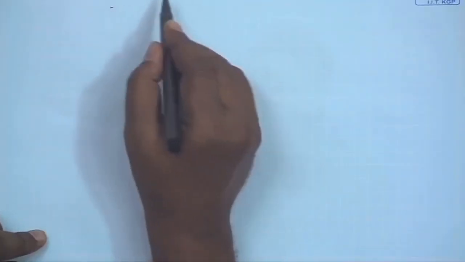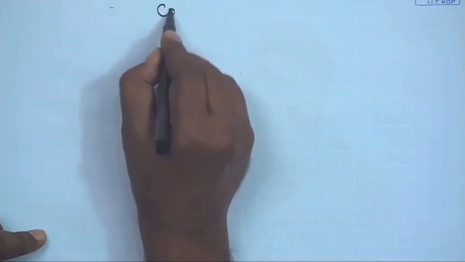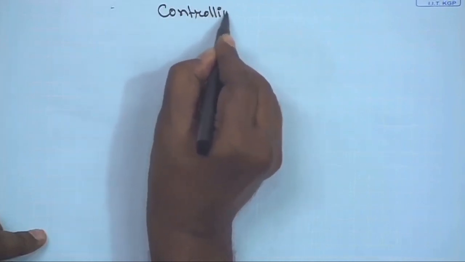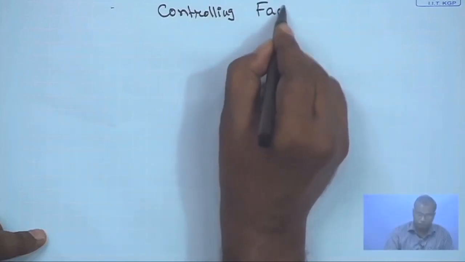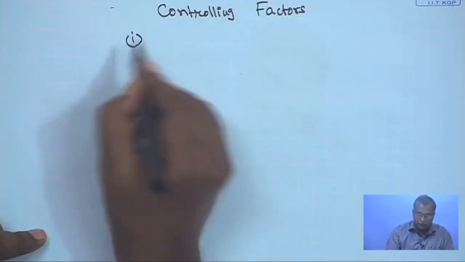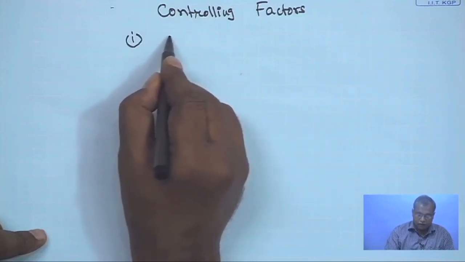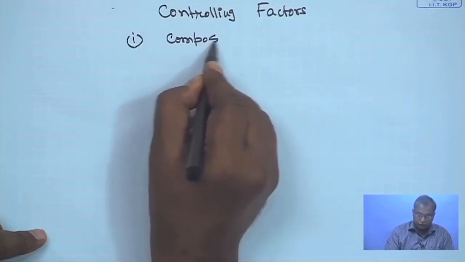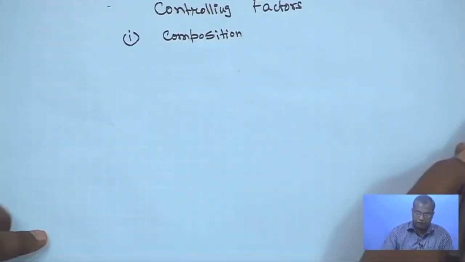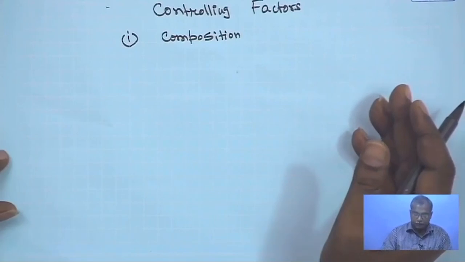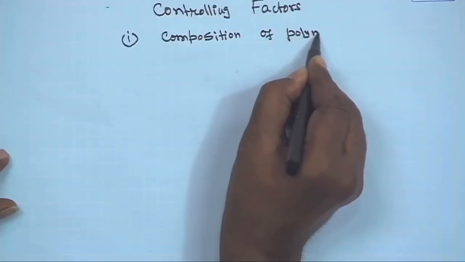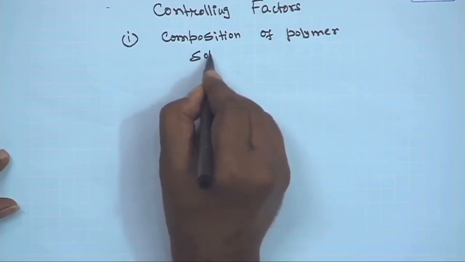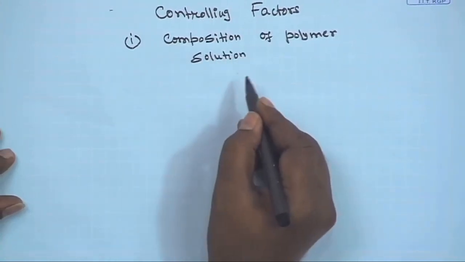Hence, let us tabulate the various controlling factors which essentially control the membrane pore size. First factor is the composition of polymer. If you take a 10% polymer solution, you will land up with a particular membrane. If you take 20%, it will probably be a denser polymer matrix. So, I am talking about the composition of the casting solution.